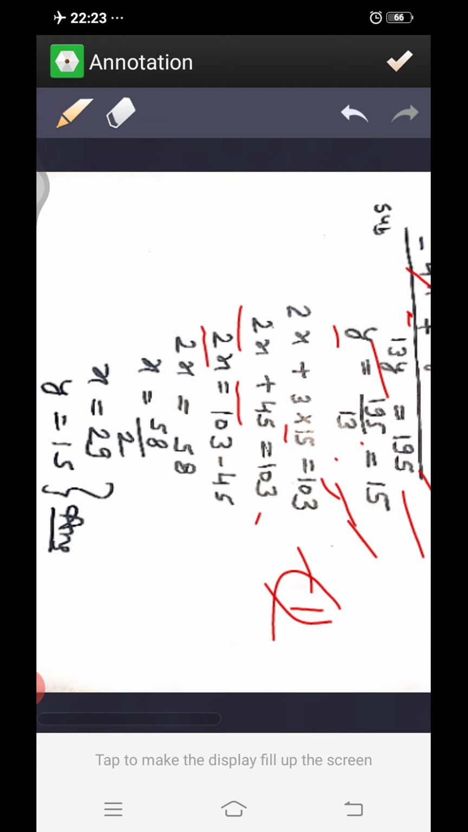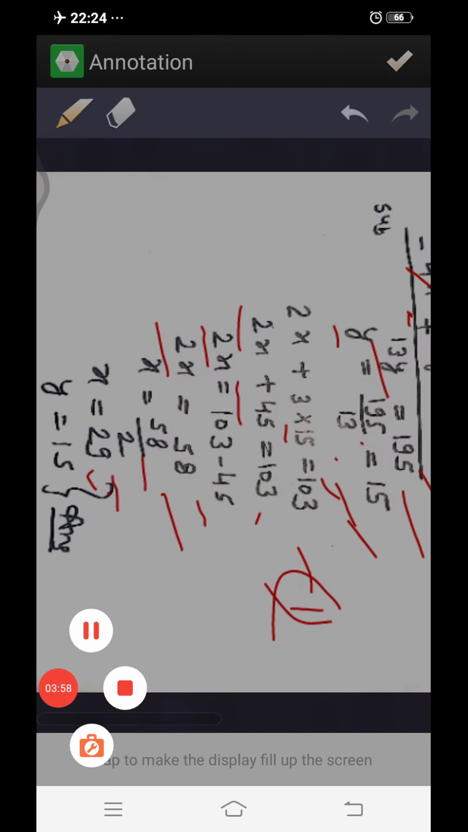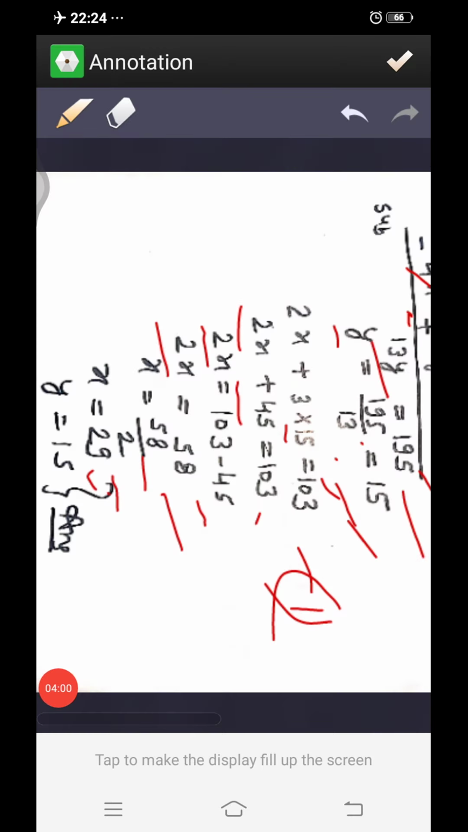2x equals 103, transpose 45 to the right hand side, we get minus 45. So 2x equals 58. So x equals 58 upon 2. 2 divides 58, that is 29. So x equals 29 and y equals 15. We have got both the numbers x and y.